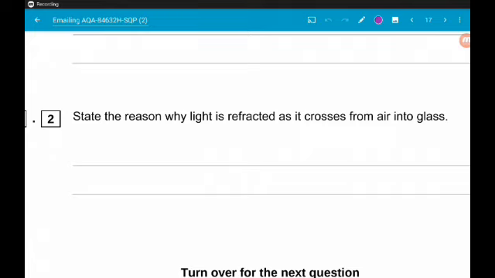And then 5.2 says to state the reason that light is refracted as it crosses from air to glass. Light moves slower through solid objects than it does through air. So because it slows down, it is refracted.